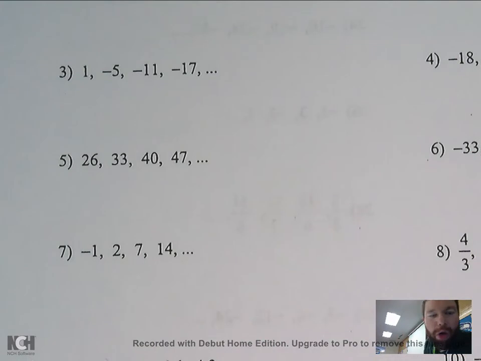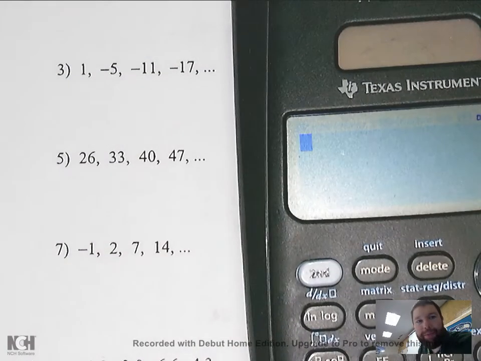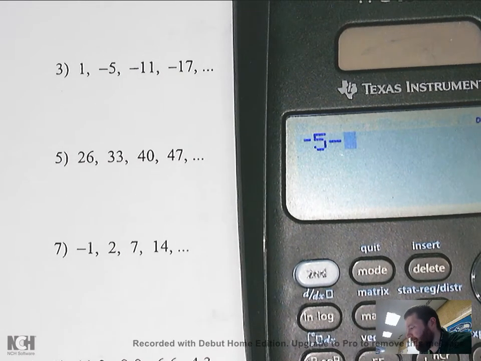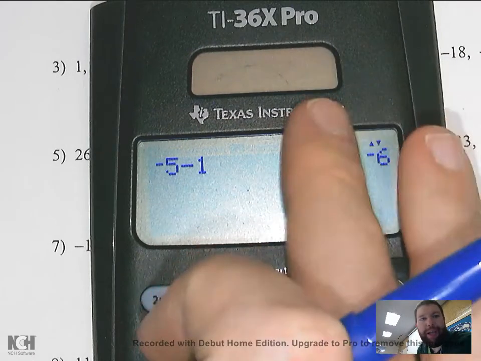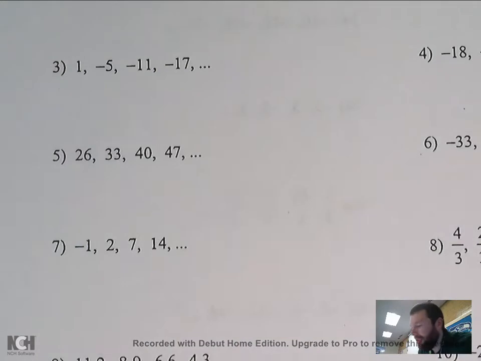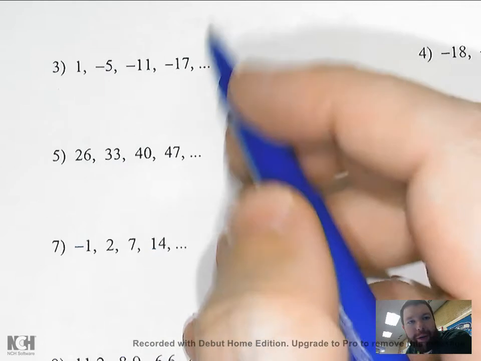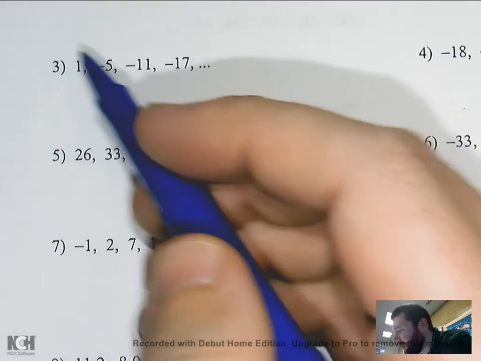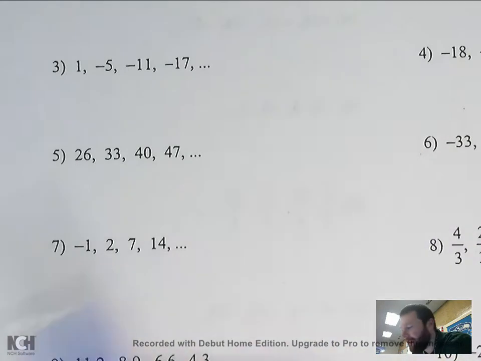Now let's say I can't figure out what it's subtracting by. One thing I can always do is take the second term, so -5, minus the first term, so 1. And that'll tell me that it's subtracting by -6. Negative just means it's minusing. Okay? So it's subtracting by 6. And we have to make sure that it's doing this to all of these to be arithmetic. Arithmetic sequences are adding and subtracting the same number each time. So -5 minus 6 would be -11. -11 minus 6 is -17. So this is arithmetic, it's fine.